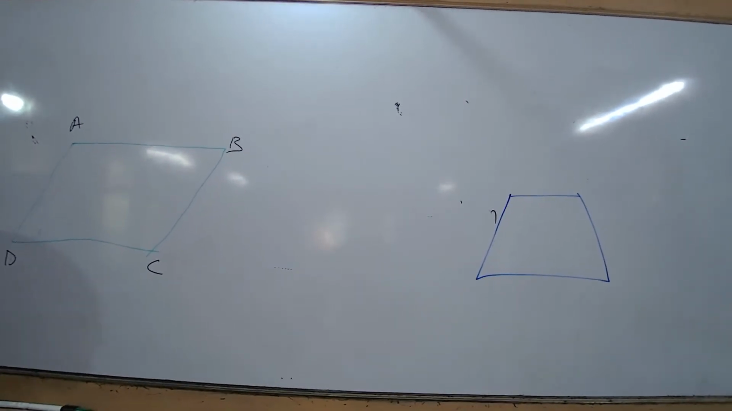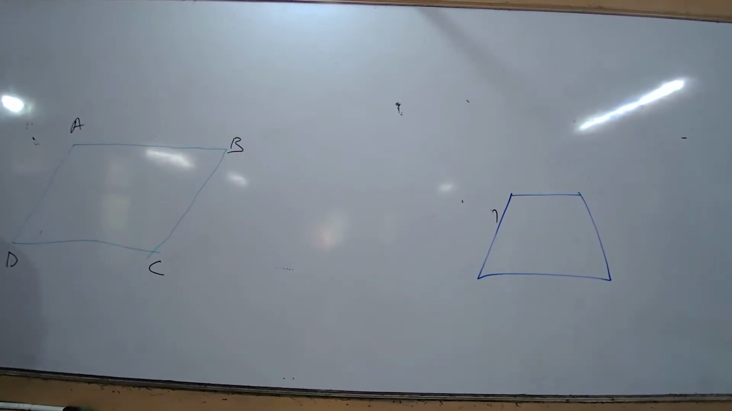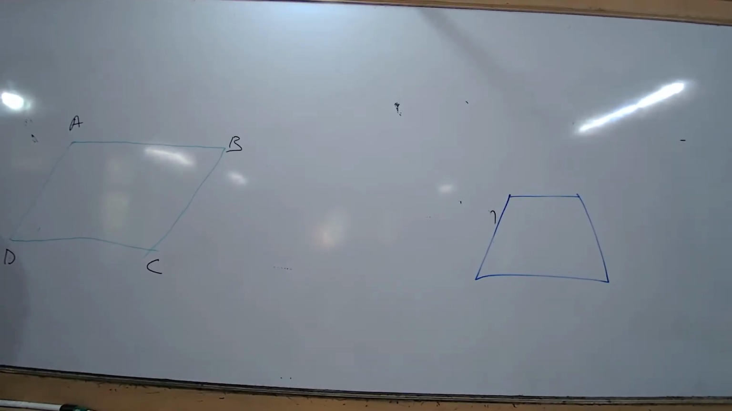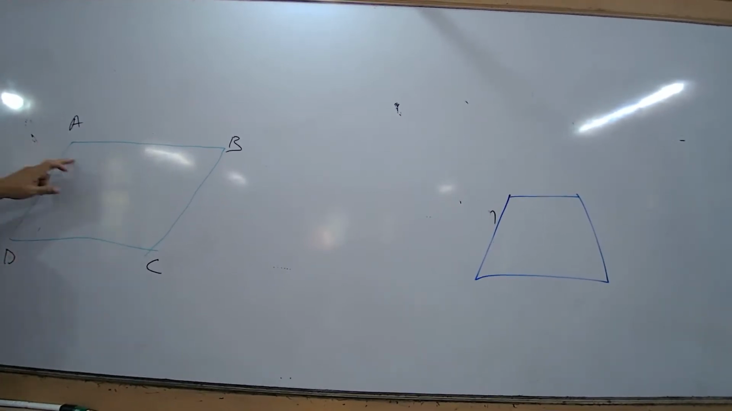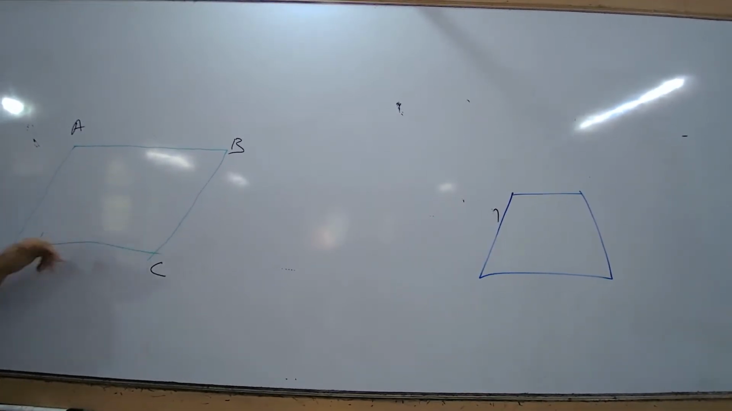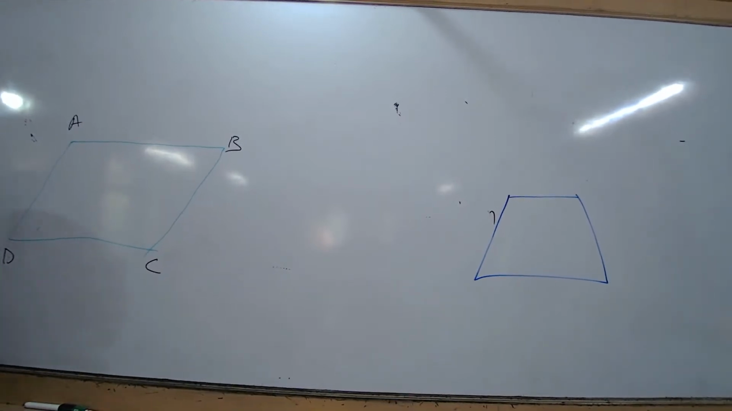Then, which are the angles equal? Angle A is equal to angle C. Angle B is equal to angle D.